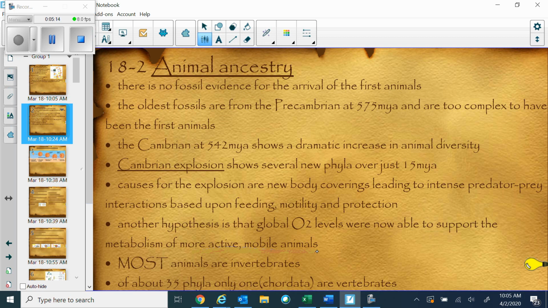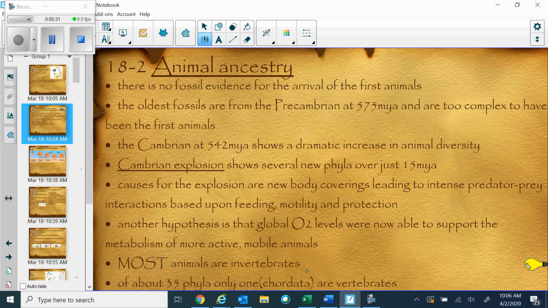Okay. As we're talking about them, most animals are going to be invertebrates. So when I say invertebrate, I'm hoping you're thinking initially of insects. That's appropriate because insects are the most abundant of all the animals.